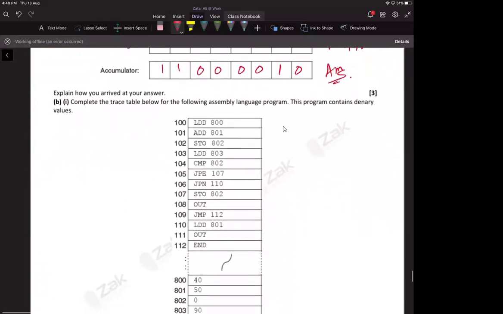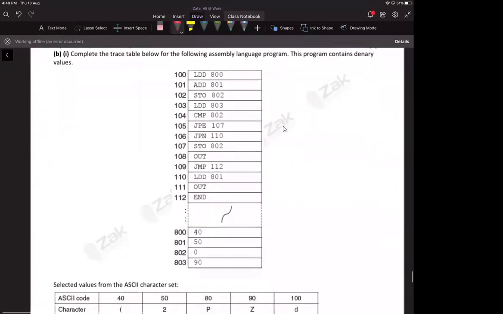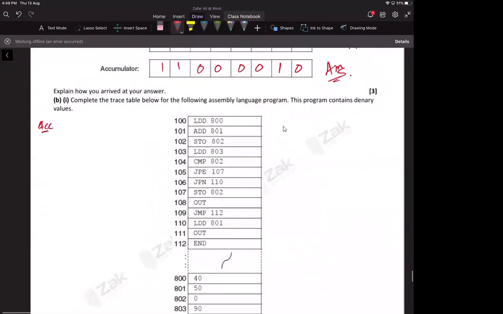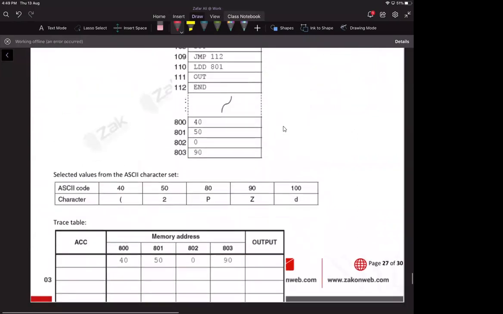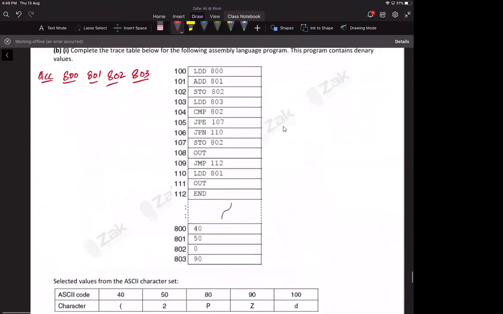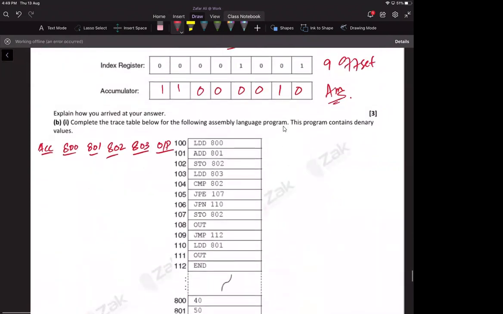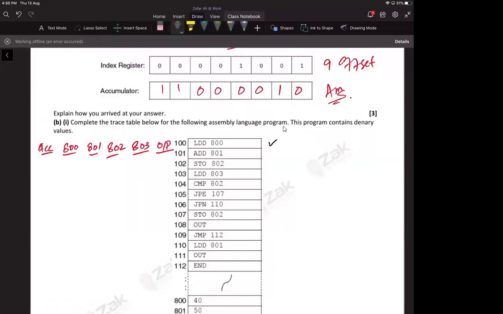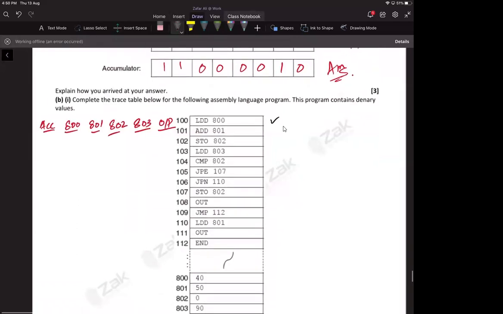Complete the trace table below for the following assembly language instructions. Okay, so it says accumulator, then it says 800, 801, 802, 803, and then the last one is output. So there we go. So it says LDD 800. So what is that 800? 800, it is 40. So 40 will be loaded to accumulator.